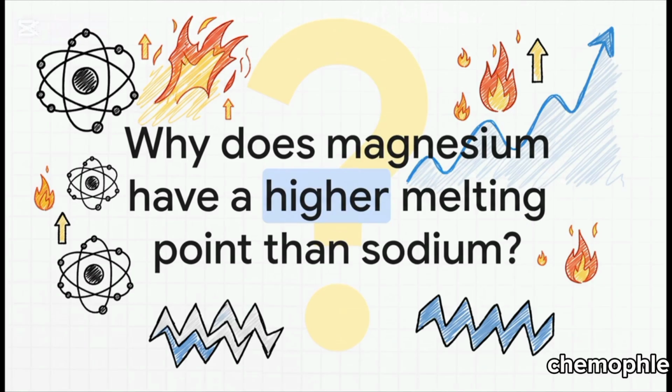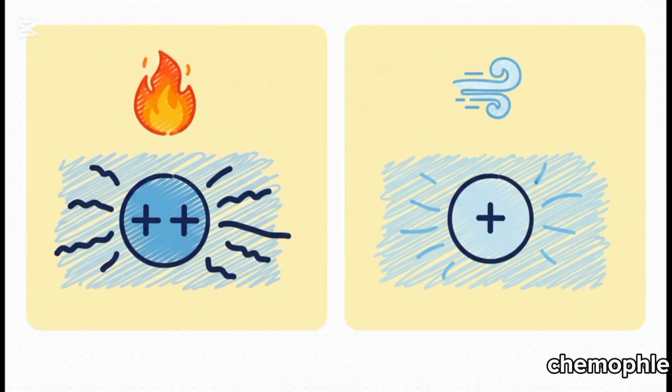Both magnesium and sodium are metals, so they both have metallic bonds. But it takes way more heat to melt magnesium. So why would its metallic bond be so much stronger? The answer is all about the charge.